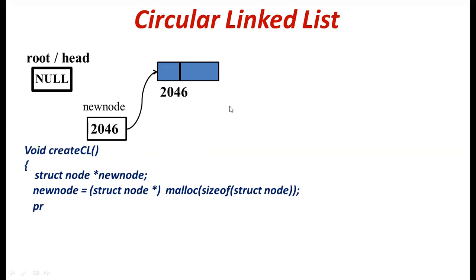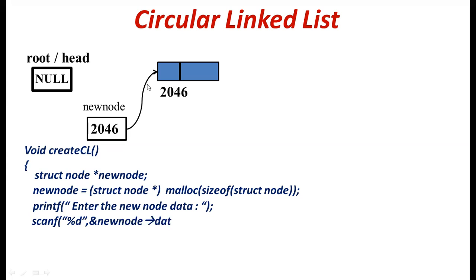So by using the printf, we write create, enter the new node, and scanf %d. So here we need to read the data into the address of the new node data field. So here we write ampersand new node to data. Say we have entered the value 10, that 10 will be stored here in this part. Next, in the new node to link field, what value we have to place? We have to assign the null value. So here it is new node to link is equal to null.